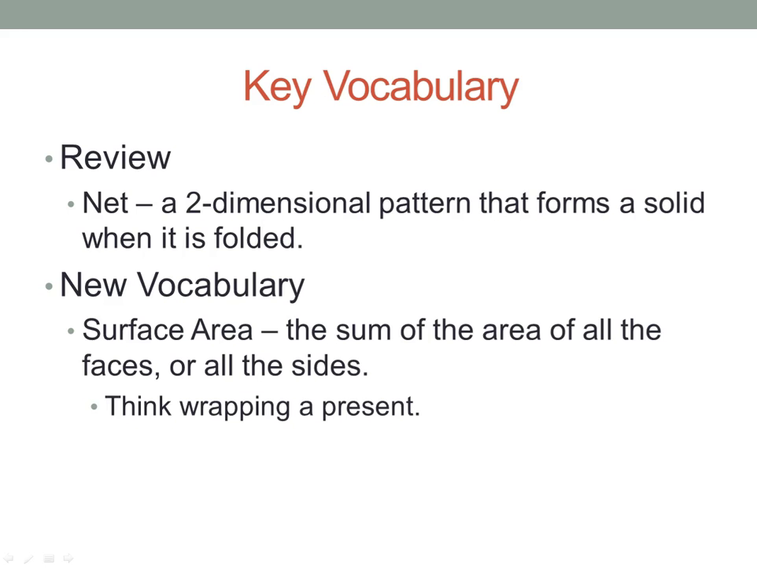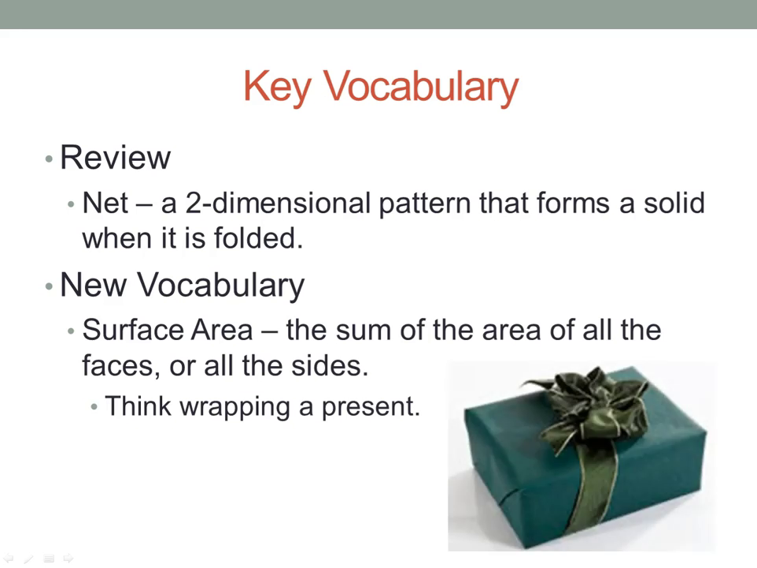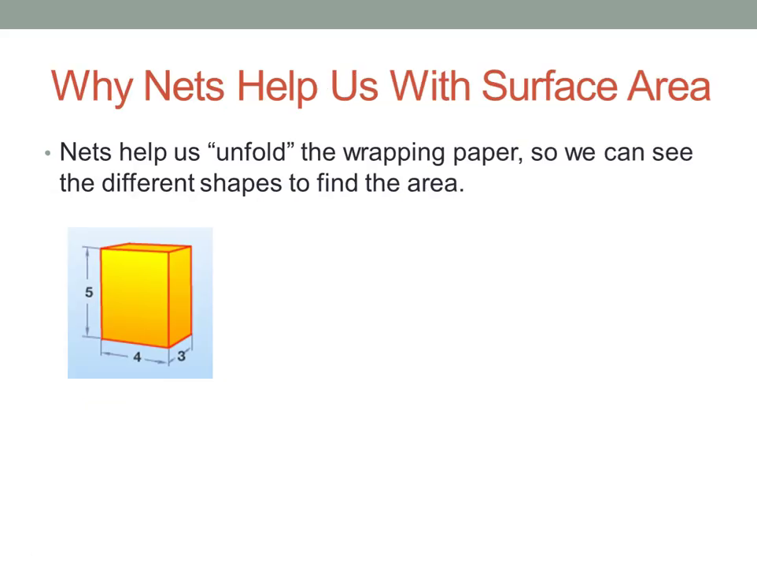And surface area, this is probably a review from a previous year, but it's the sum of the area of all the faces of an object, of a prism. And think about a face as the side. I like to think about wrapping a present. There's 6 sides to this rectangular prism, one here, one here, one here, and there are 3 others that we don't see. They're not facing the camera. We have to find the area for each of these sides, add them up, and we get the total surface area. So think about surface area as wrapping a present.